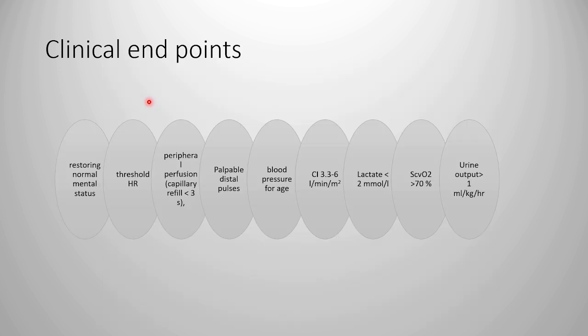So the clinical endpoints taught and given by various guidelines: try to restore the normal mental status, try to get to the threshold heart rate for the age of the child, try to restore the peripheral perfusion and try to get the CFT at less than 3 seconds. Your distal and central pulses both should be palpable if possible. Also, if your perfusion improves, then ideally your blood pressure for age should also come within range. If it is possible to measure, then cardiac index should ideally be between 3.3 to 6 liter per minute per meter square. Lactate and SCVO2 are some microcirculatory parameters.